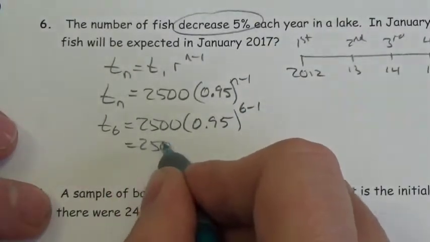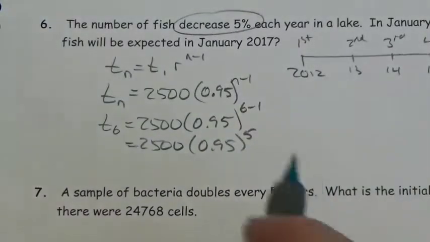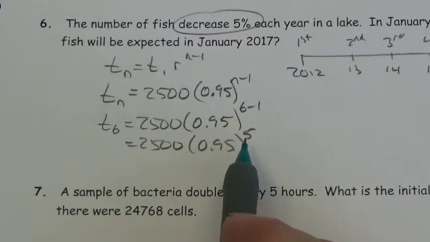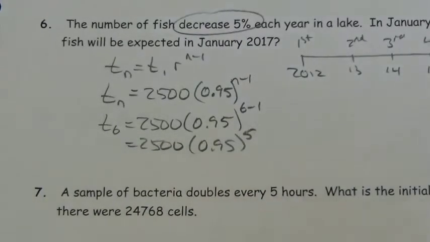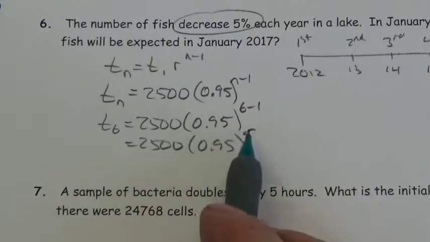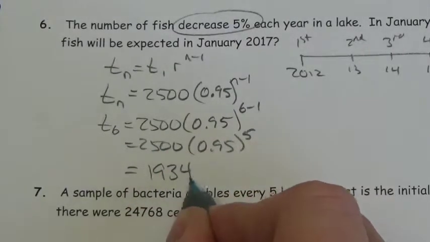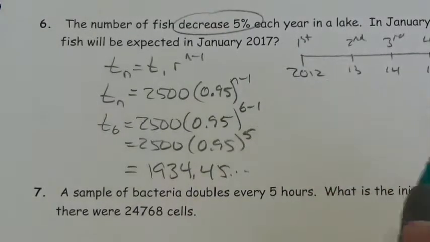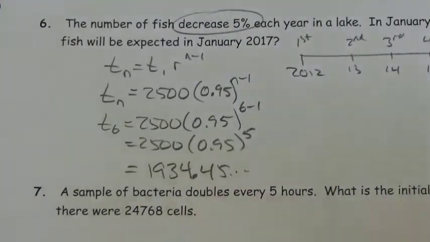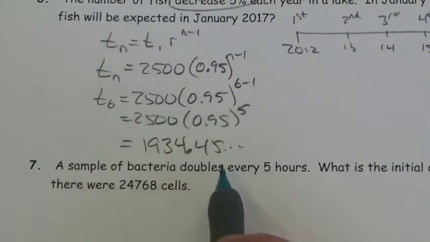Now, here's where that 5 comes into play. Okay, you're not wrong in understanding that the exponent has got to be 5. You would be wrong if you assumed that the N, the term number, is 5. Okay, because if you thought the N was 5, then you would have put a 4 up here, and then you'd have been wrong there. And so we get 1,934.45 dot, dot, dot. Now, we're talking about fish in a lake here. How do we round that? I mean, this portion of a fish, do we round that up or do we round that down?